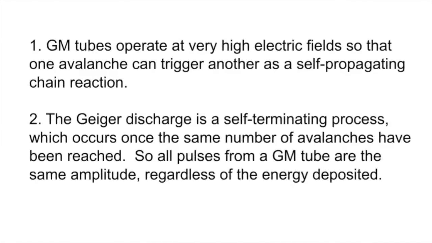Lastly, for gas detectors, we have the Geiger-Müller detectors, or GM detectors, GM tubes, etc. And the good news is that the equations here are all the same equations as for Chapters 5 and 6. We're just operating at a much higher electric field. So let's just quickly review the two key concepts. First, GM tubes operate at very high electric fields so that one avalanche can trigger another as a self-propagating chain reaction. Number 2, the Geiger discharge is a self-terminating process which occurs once the same number of avalanches have been reached. So all pulses from a GM tube are the same amplitude regardless of the energy deposited.